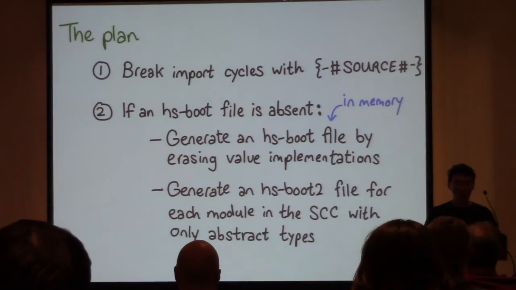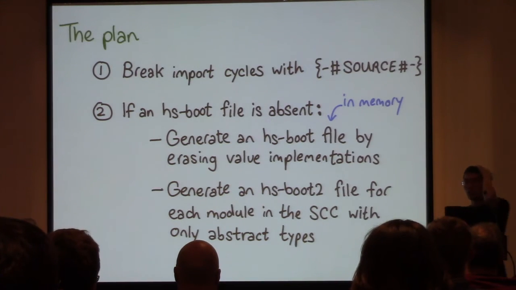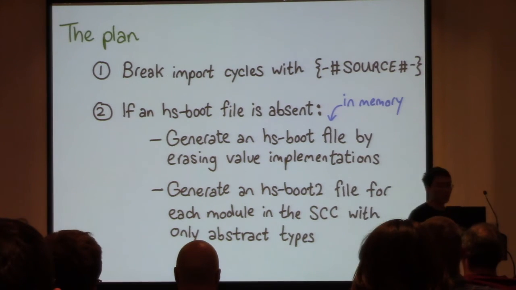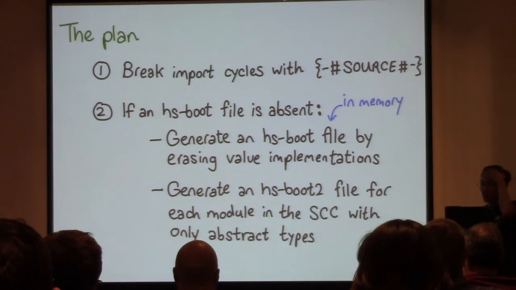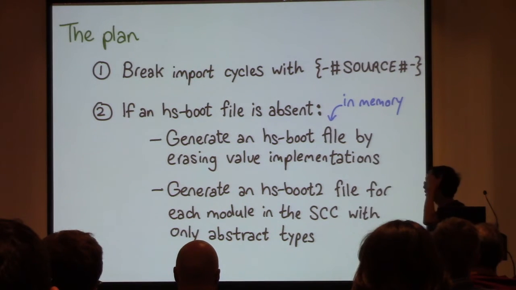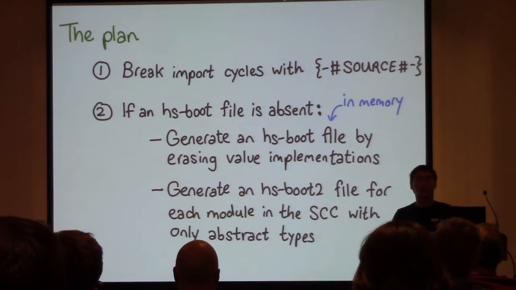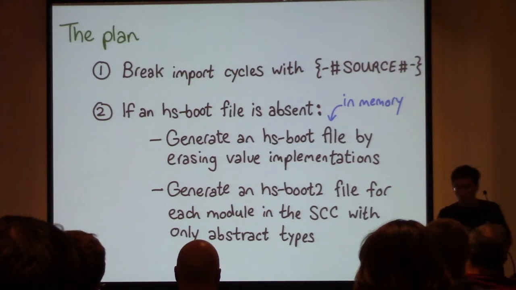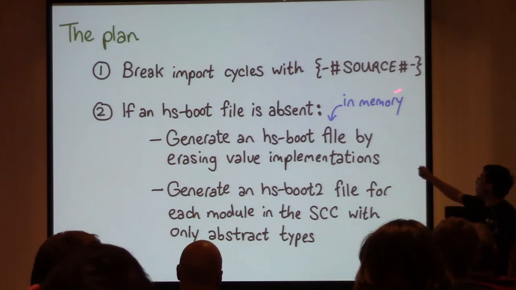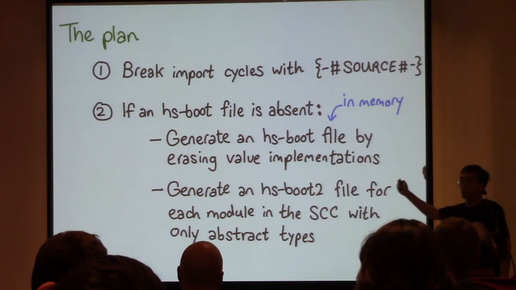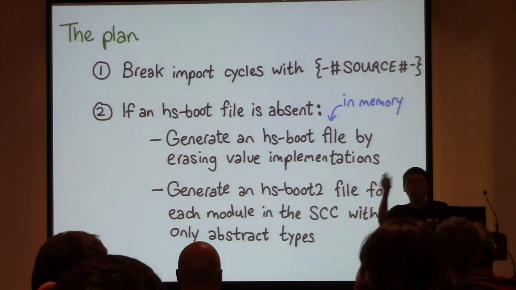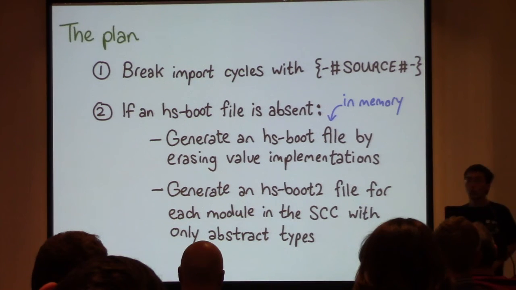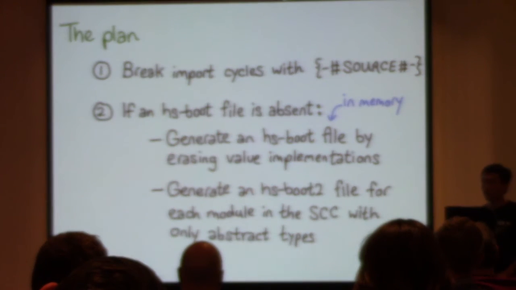Okay, so now I need to return to Simon's question, which is: how do I know what things I need to put into my hsboot files? The plan is that we are not going to make a guess. We are just going to put everything we can into the hsboot file. You'll continue to have to break import cycles with source pragmas. This will just say where the inlining fails to happen, like where we are going to move up into the hsboot hierarchy.